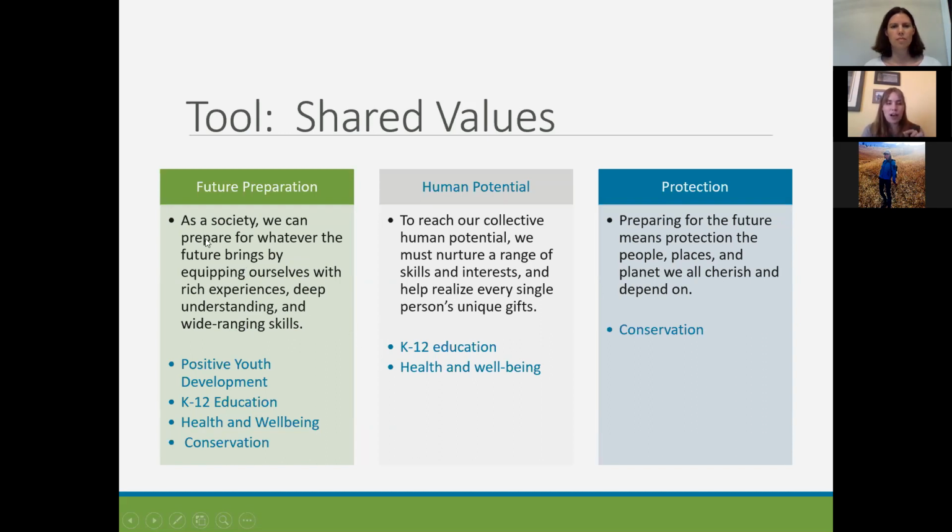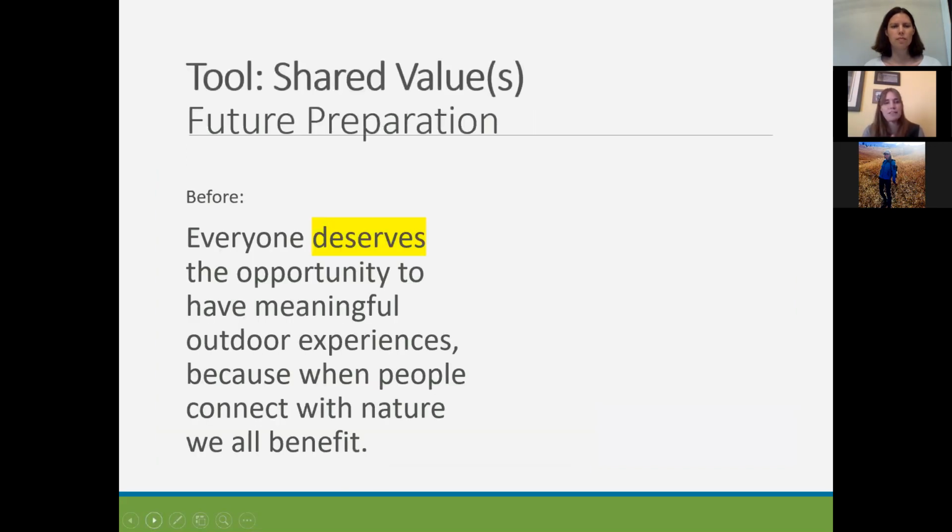In each of them, we're talking about as a society, how we're doing this together, how we realize every single person's unique gifts, or the things that we all depend on. And so that language is embedded throughout in that everyone needs these opportunities. So you'll see that as a thread. And as an example of one of these, you'll see we had a communication that said, everyone deserves the opportunity to have meaningful outdoor experiences, because when people connect with nature, we all benefit.